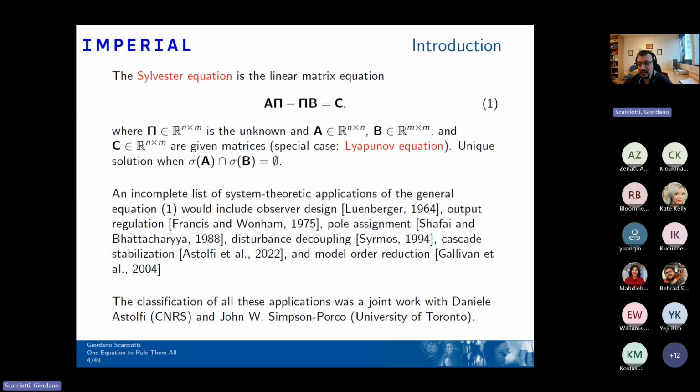Together with Daniele Astolfi at CNRS and John Simpson-Porco, we put together all these applications, and we wrote a paper, accepted a few months ago in Transactions on Automatic Control, in which we list all the possible designs that you can do with the Sylvester equation and its dual form that I will mention in a moment. If you are interested in having a general overview of this, you could look at that paper.